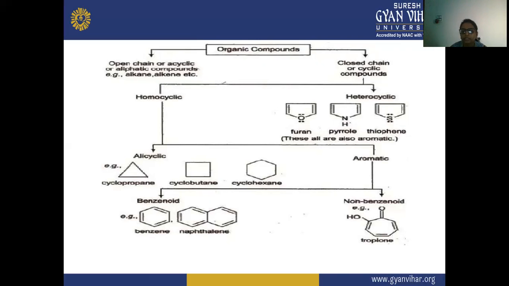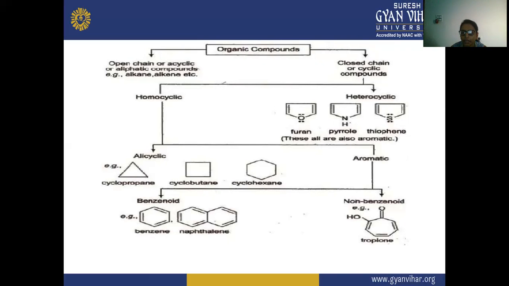Second, in pyrrole, you can see that nitrogen takes part in the ring along with the carbon atoms, so it is also a heterocyclic compound. And then thiophene has sulfur, and this sulfur also takes part in the heterocyclic ring. So it is also a heterocyclic compound, and it comes under the closed chain or cyclic compounds. Here these are all aromatic, meaning they follow the Huckel rule.